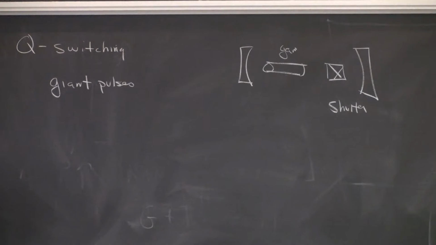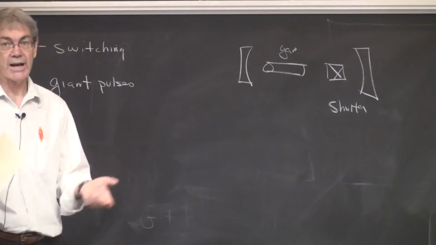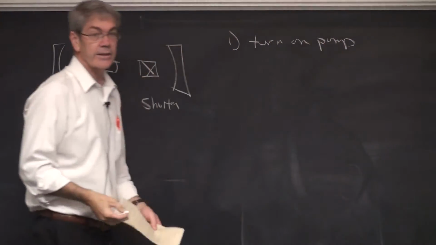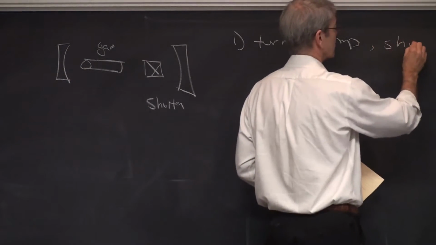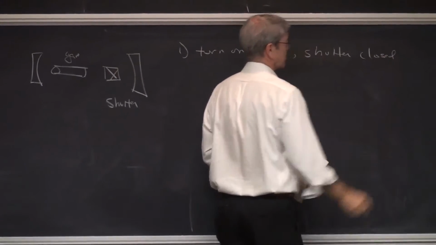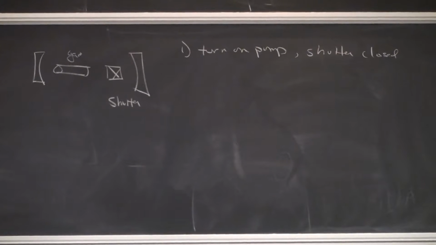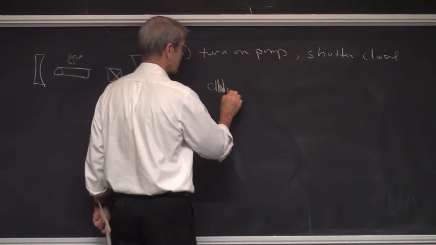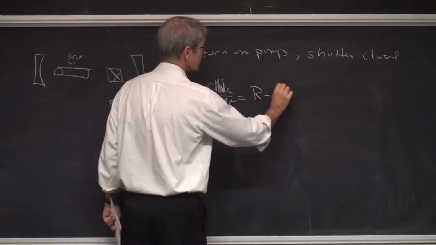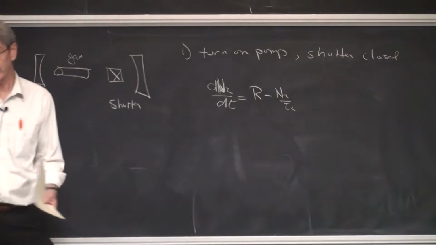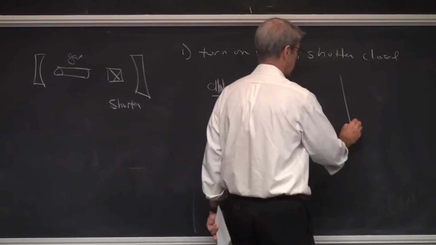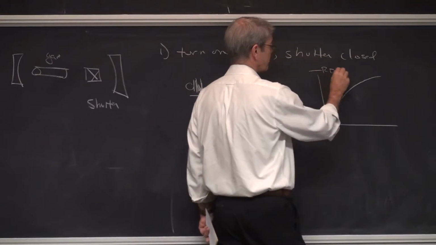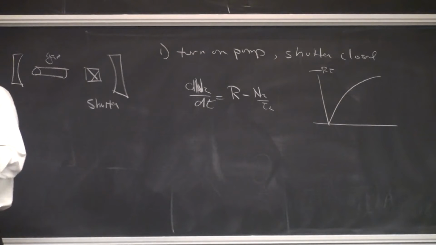So what we're going to do is turn on the pump. You've got this thing just sitting here passively. You turn on the pump, and the shutter is closed. So this is a very, very lossy cavity. What happens? The inversion starts to grow. You've got dN2/dt equals your pump rate minus N2 over tau2, and there's no stimulated emission, obviously. So in time, if you just turn this on as a step, your population starts to grow. It'll eventually reach some steady state of R tau, and it just sits there and glows like a light bulb, and that's the end of it.